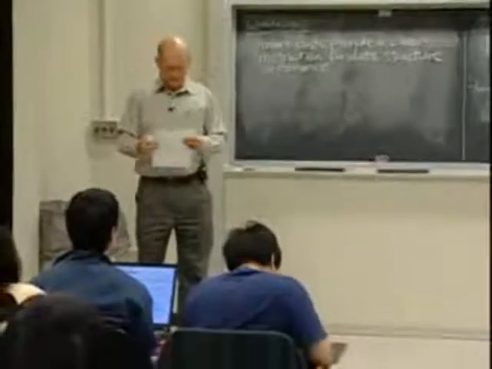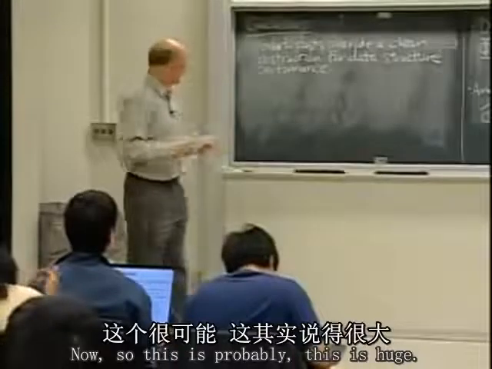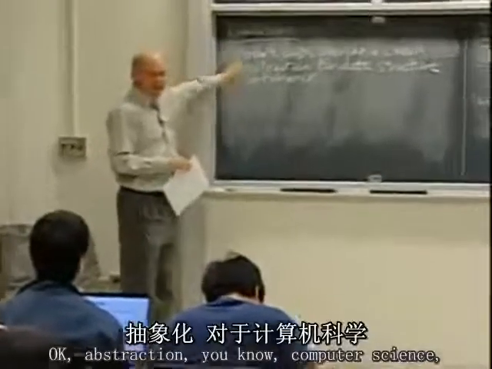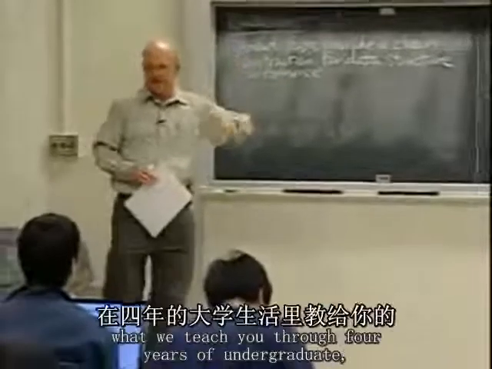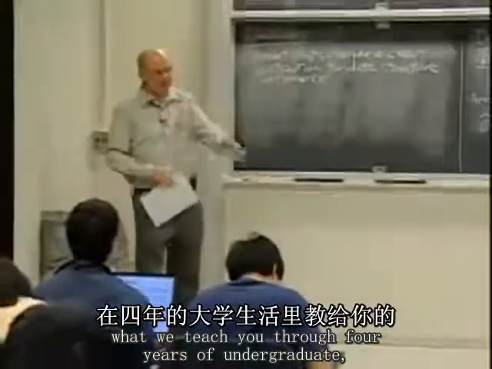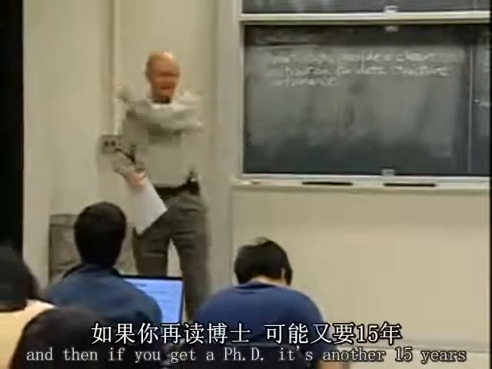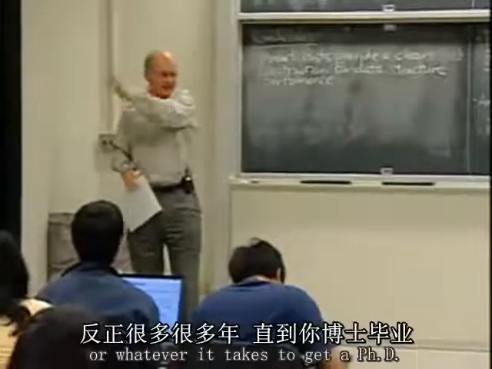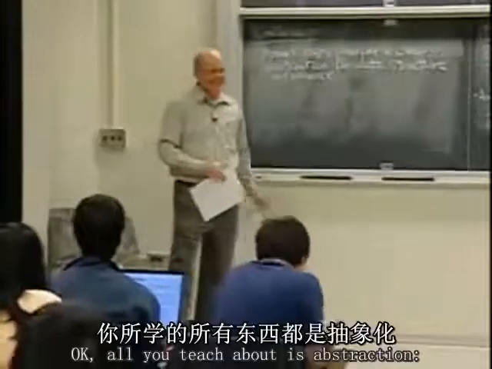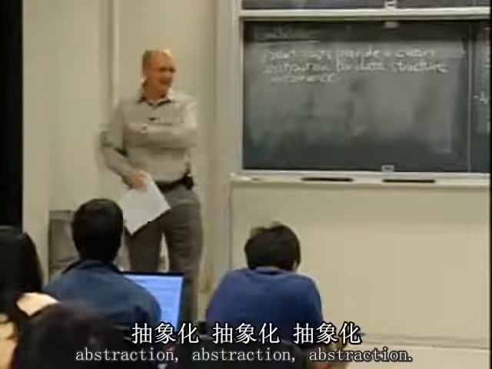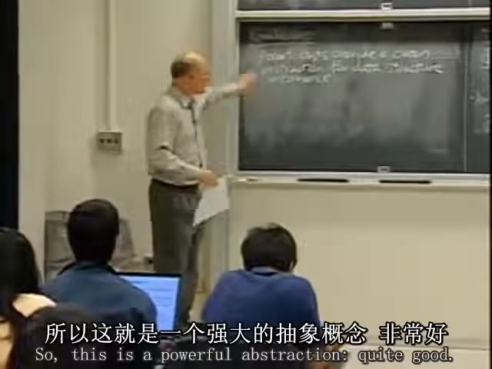Now, this is huge. Abstraction, you know, computer science, what we teach you through 4 years of undergraduate and another year if you go on to MEng, and if you get a PhD, it's another 15 years or whatever it takes to get a PhD. All you teach about is abstraction. Abstraction, abstraction, abstraction. So this is a powerful abstraction.